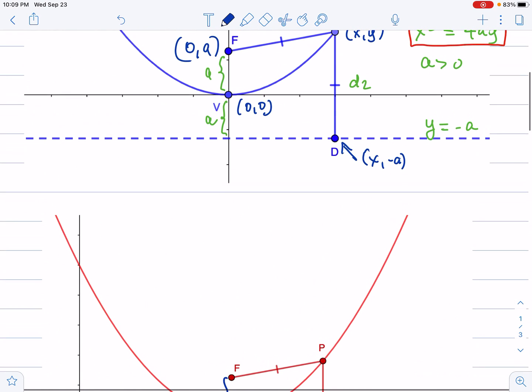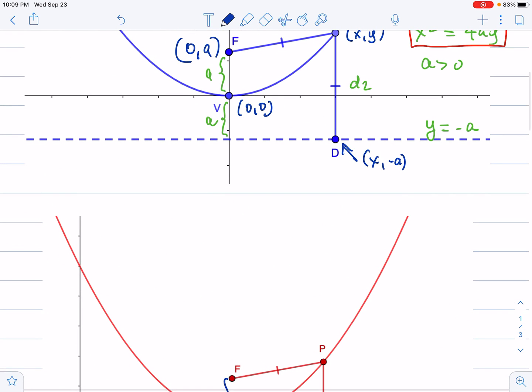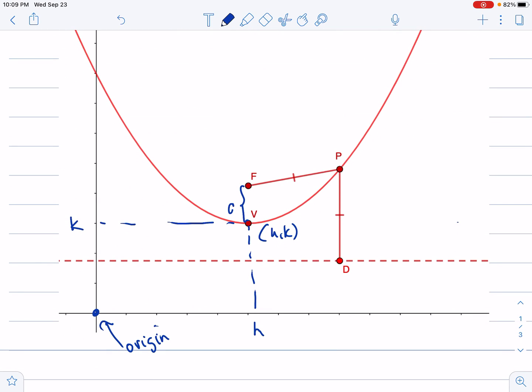Remember, from here, ilang units away from the vertex yung focus? It's a units. So a units siya, tapos a units din ang distance niya sa directrix. So what's the x-coordinate of F? Pareho lang sila ng V, di ba? Ng x-coordinate kasi naka-align silang dalawa. Nasa parehong vertical line sila. Which means ang x-coordinate niya ay h.